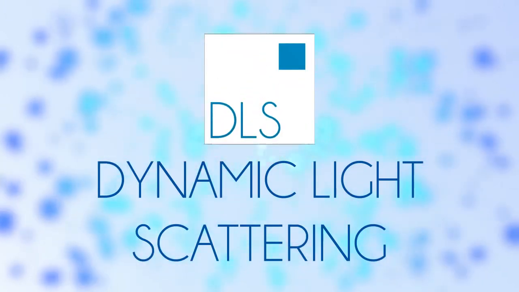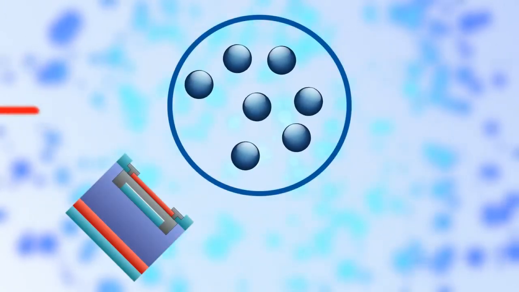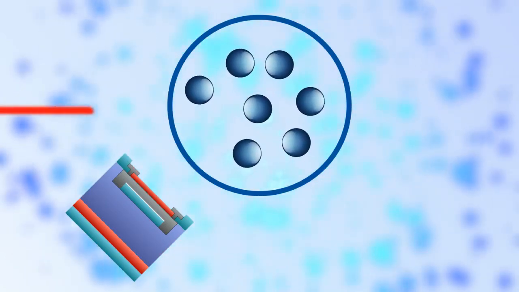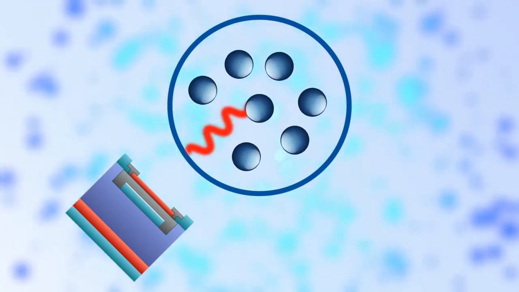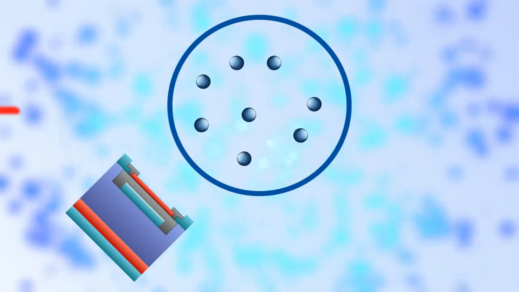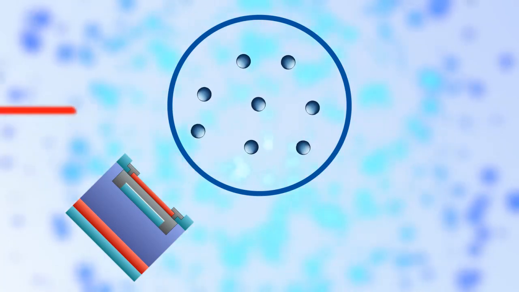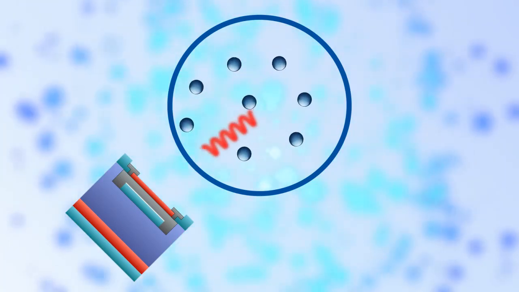Dynamic light scattering. To characterize submicron particles, or nanoparticles, in a suspension, dynamic light scattering is the researcher's technique of choice. DLS monitors intensity fluctuations in scattered light caused by particles in Brownian motion and correlates this to a size.